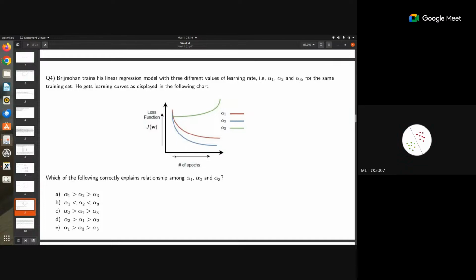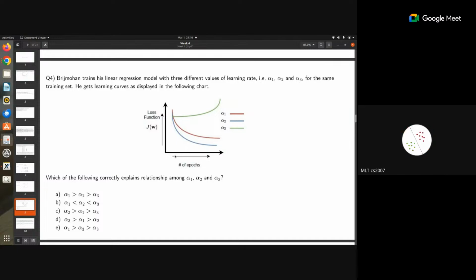But at least you can understand, right? So if you have alpha very high, what happens? You might not get your loss function to the minimum, right? It will sway. For the green, alpha is high.